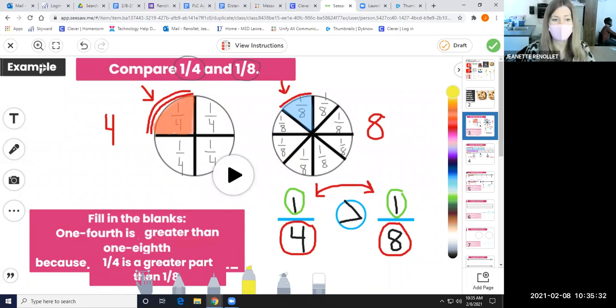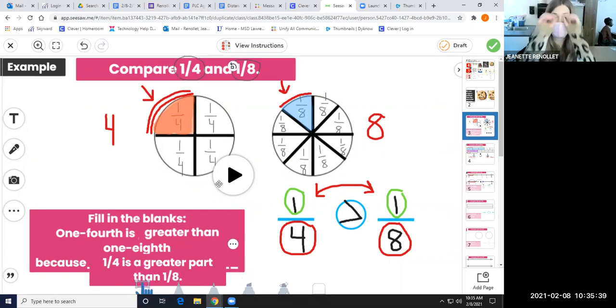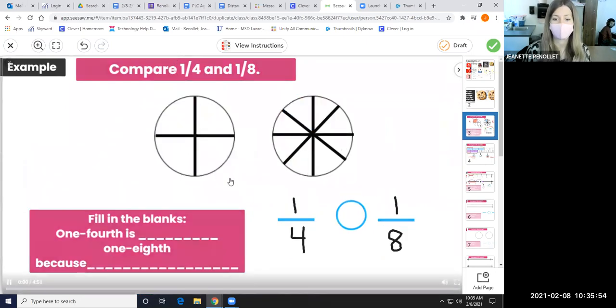Slide number 3 is an example of what we're going to do today. I'm going to play the example. Students are focusing their attention, watching to see how I compare, and most importantly, how do I justify my thinking and explain my answer. Let's take a look at this example together.